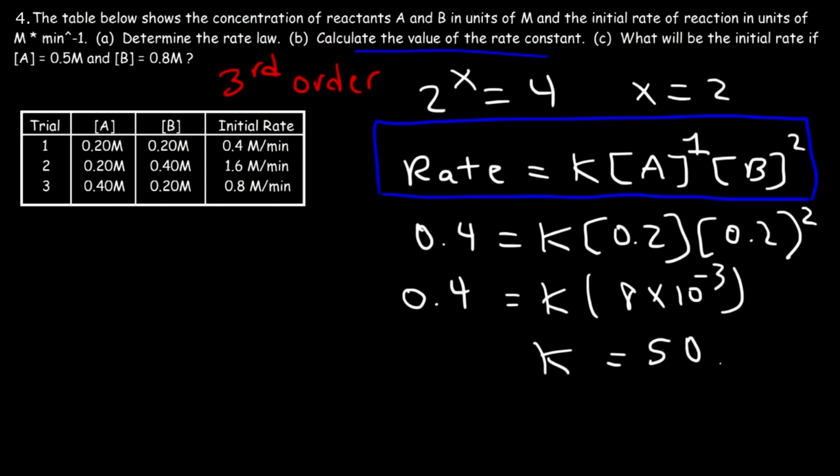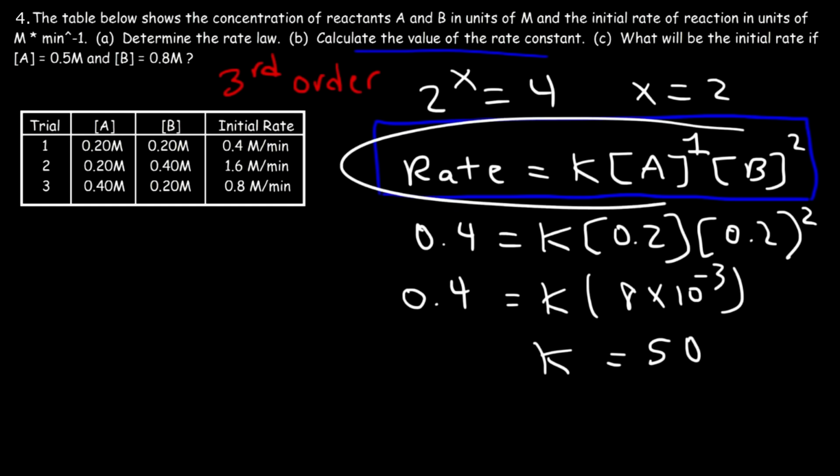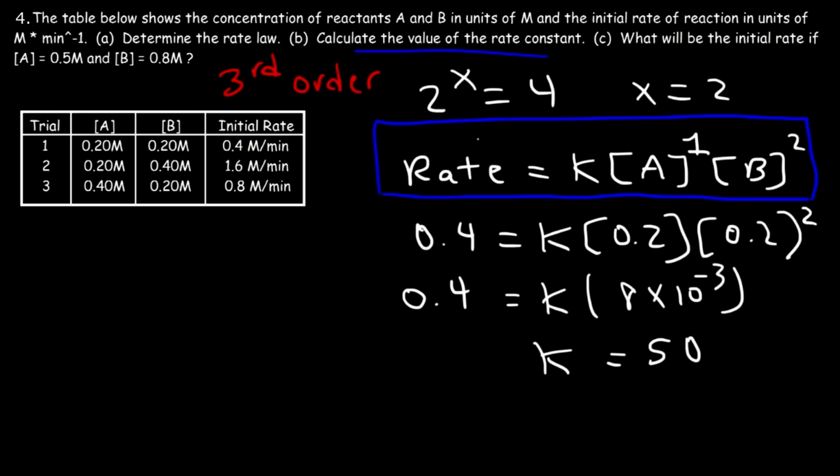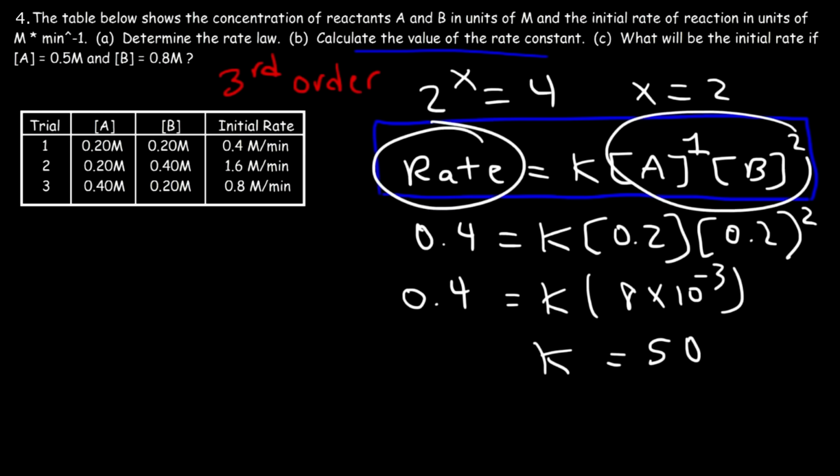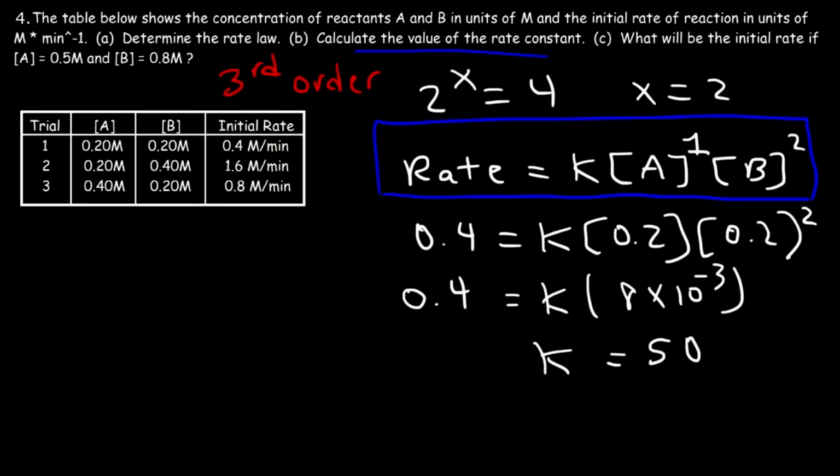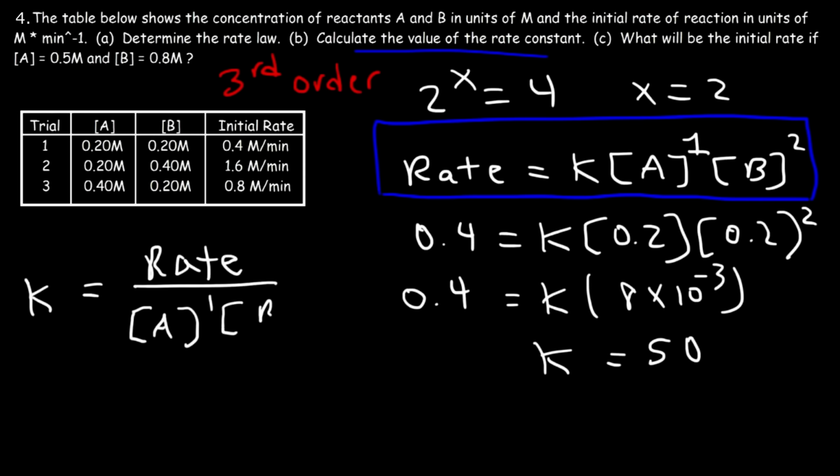Now we need to determine the units of K. So in this expression, solve for K. So K is going to be the rate divided by everything on the right except K. So K is equal to the rate divided by A to the first power times B to the second power. And we're given the units of the initial rate. It's molarity times minutes to the minus 1. So let's write that. Molarity to the first power, and then minutes to the negative 1 power.